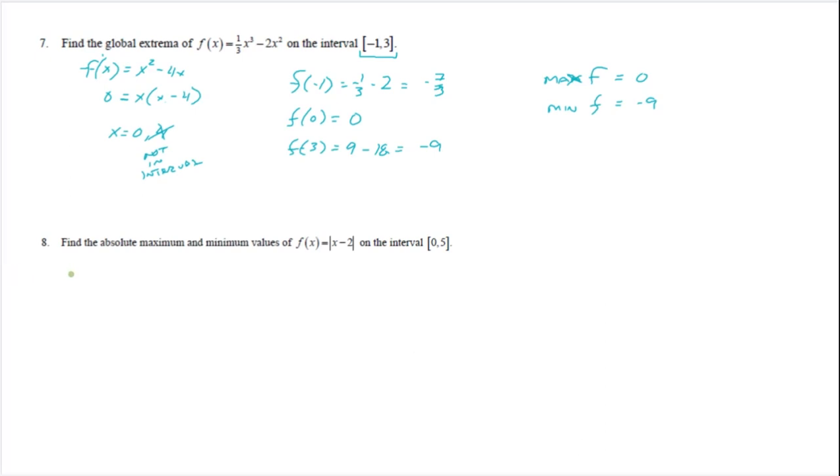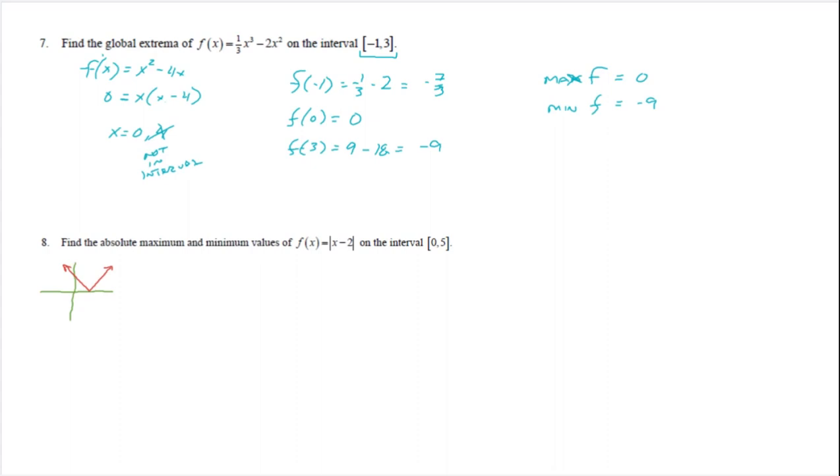All right, let's take a look at another example. In number 8 here, we're looking for the absolute maximum and minimum values of f of x equals the absolute value of x minus 2. Our interval is from 0 to 5. It's helpful in these cases to be familiar with the parent function and what it looks like. And for the absolute value, we've got a right shift with a -2 there, which would give us a function that looks something like this.